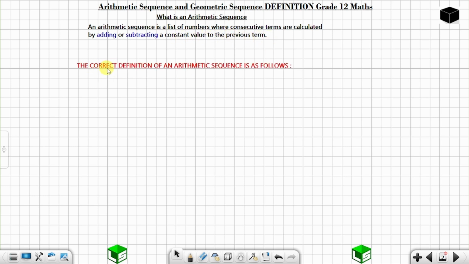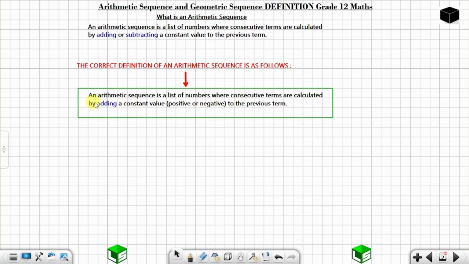So, the correct definition of an arithmetic sequence is as follows. Okay, we have to avoid the confusion. An arithmetic sequence is a list of numbers where consecutive terms are calculated by adding. Okay, we are going to use adding only. So, by adding a constant value to the previous term, okay, the constant value can be positive or negative.